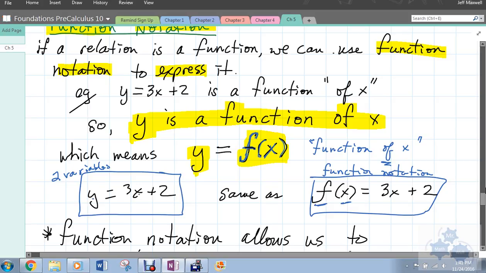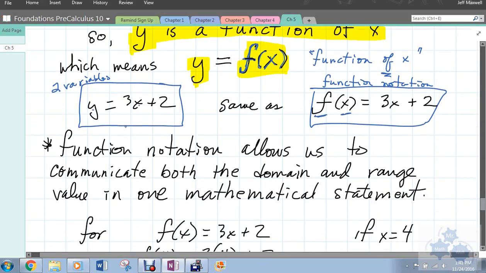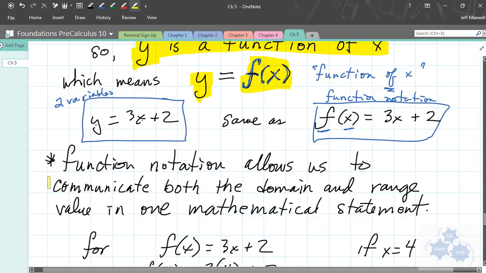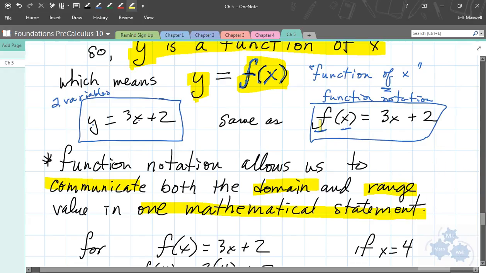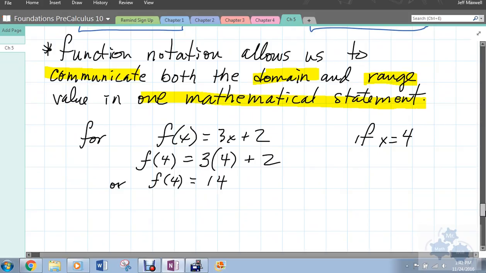Now, the reason why this is nice is because we can see this and we can communicate when we write it in this notation. It allows us to communicate both the domain and the range values in one mathematical statement. You may not think that's important, but it will be more and more important as you move through math. So f of x equals 3x plus 2. And this was the example I gave here. Okay?